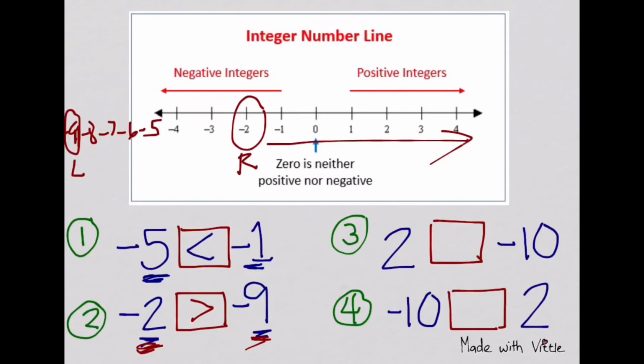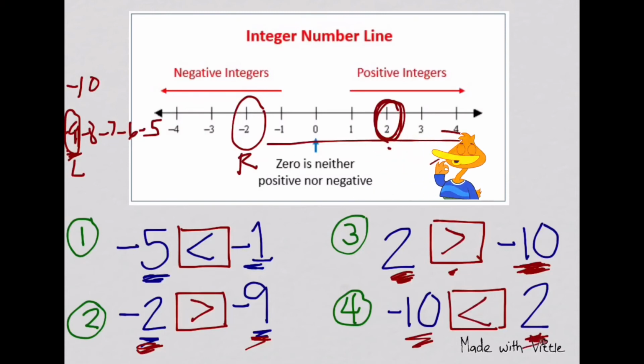Moving on to item number 3, a positive 2 compared with a negative 10. You know positive 2 is here, and negative 10 is all the way down here, right after negative 9. Positive numbers are always bigger than negative numbers, so 2 is greater than negative 10. Now the last item, negative 10 compared with positive 2. You know that 2 is greater than negative 10. Therefore, negative 10 is less than positive 2.